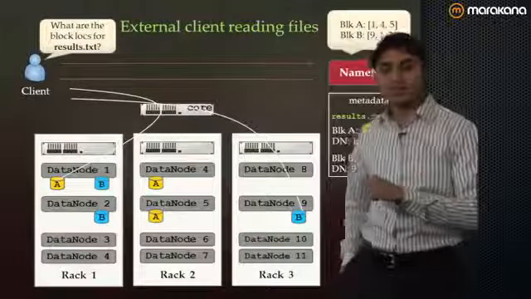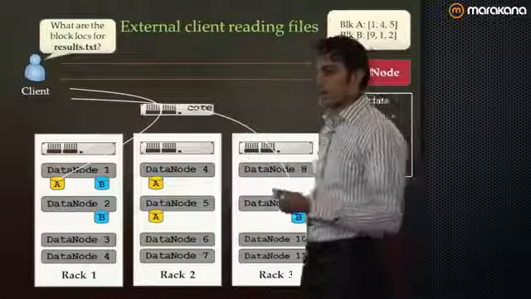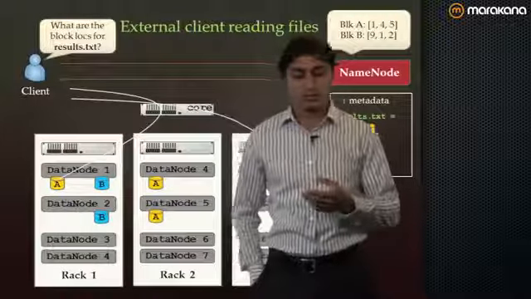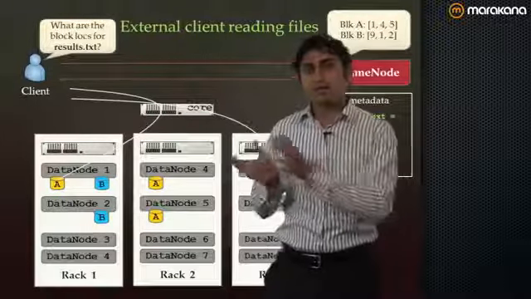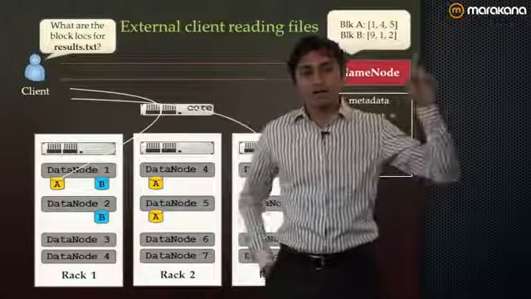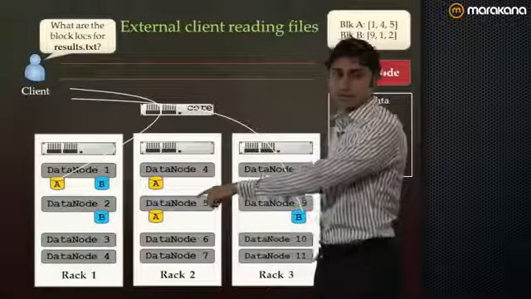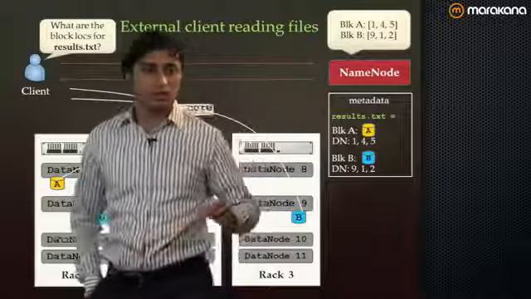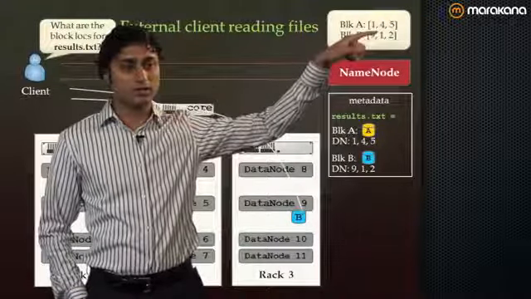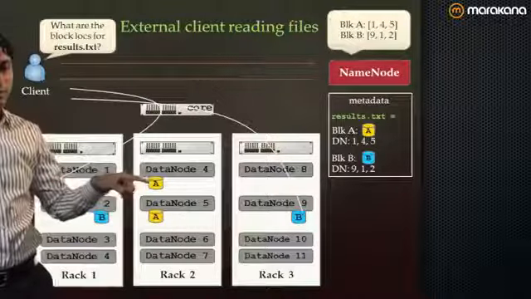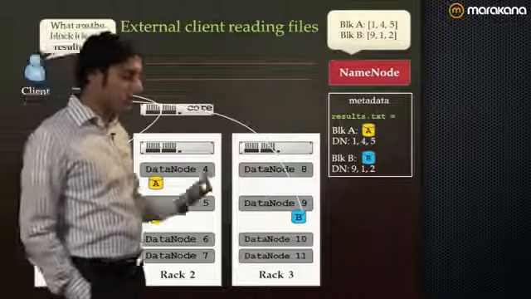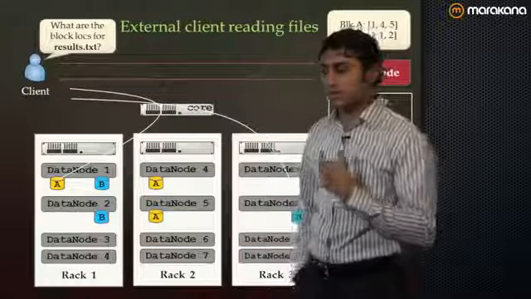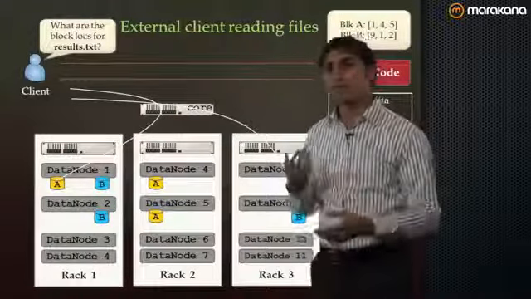Now, this list that the name node sends, with block A being on 1, 4, and 5, is an ordered list, and this is kind of recommending the client to contact data node 1 first to read the first block. If the client cannot contact data node 1 for whatever reason, then it will move on to data node 4 to read the other replica of the block. The name node is intelligently ordering the list of data nodes based on how much network traffic each data node is under.